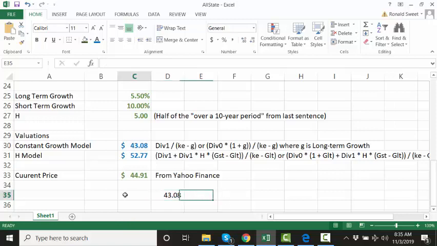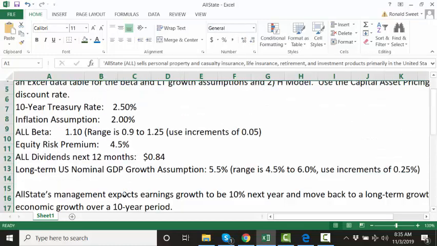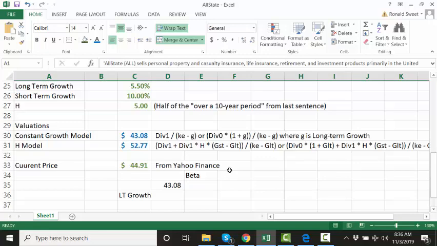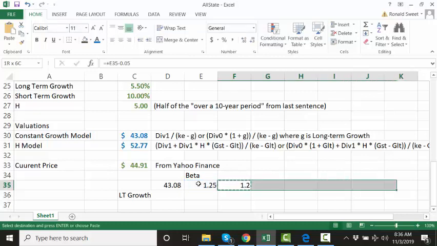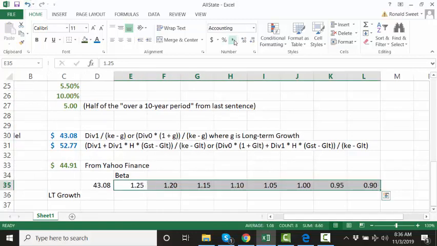So we're going to have betas going across the side, and we're going to have long-term growth going down the column. For our betas, we want our highest beta first. We said in the instructions that we wanted betas to go from 0.9 to 1.25 in increments of 0.05. So we'll start with 1.25, and we'll reduce that by 0.05. We'll copy that over until we get down to 0.9. I'm going to change it to comma so I can have 2 decimal places.